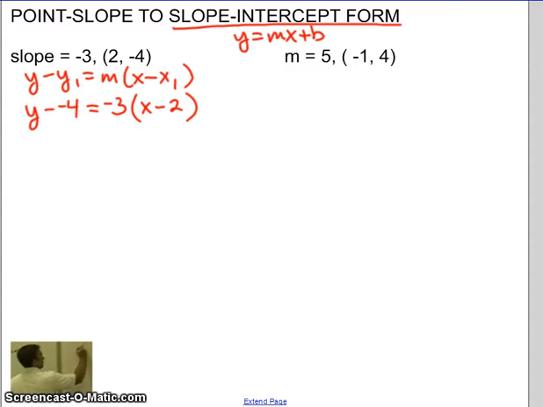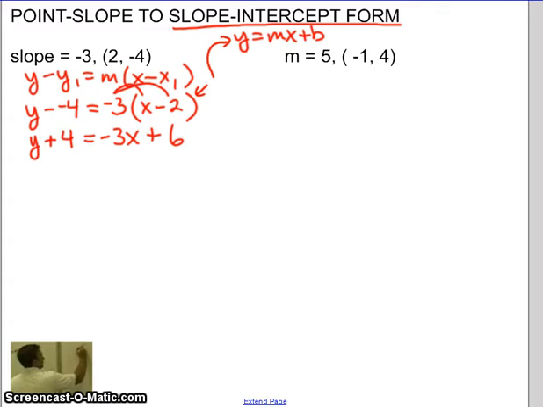Now we're going to simplify and try to get this equation to look like that. y minus negative 4 is really y plus 4. Over here on the right side we have negative 3 times x minus 2, and if you remember, with that parenthesis we're going to distribute the negative 3. So negative 3 times x is negative 3x. Negative 3 times negative 2 is positive 6.